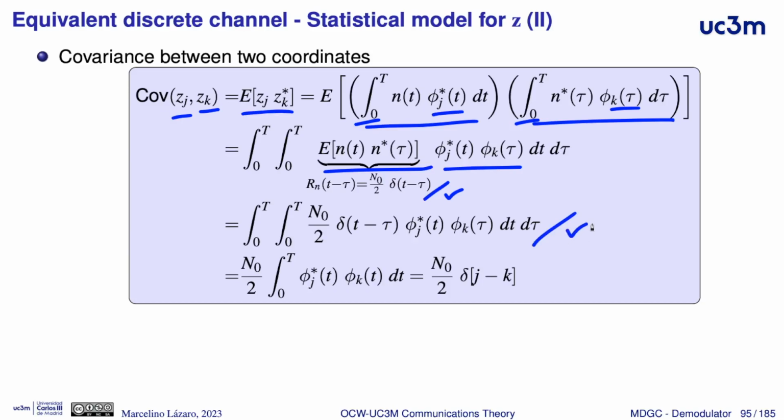Then in this integral, the integration with respect to tau, we are integrating a delta. This means that we evaluate this signal at tau equal to t. We have this expression here, and then in this integral, finally, we have the definition of the inner product between the basis functions phi k and phi j. This is 0 except for the case j equal to k. Therefore, we have N0 halves when j is equal to k and 0 in any other case.